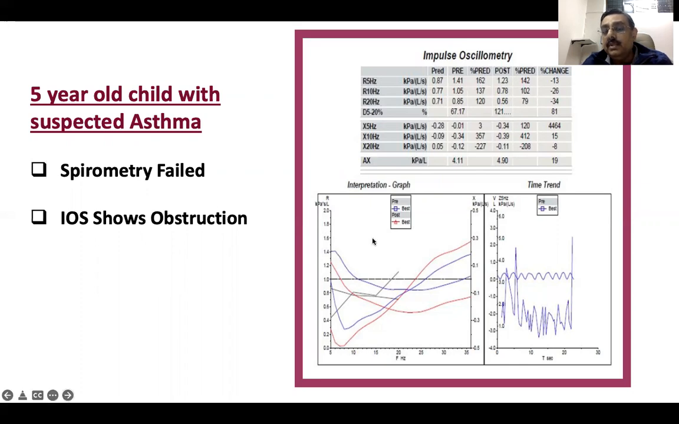Now, as you see, the graphs have gone up, so that is the classical shape of a peripheral airflow obstruction. And once you give a bronchodilator, you find that there is some change, but we do understand that change was not as much as what you would take for a classical reversibility. But there was a definite airflow obstruction which was documented in this oscillometry reading.